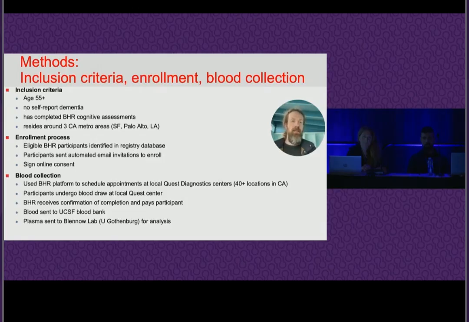Once the blood draw was completed, BHR received the information of completion, and we facilitated payment for the participant. That blood was then sent to the UCSF blood bank and stored there, and then shipped to the Blennow lab at the University of Gothenburg in Sweden for the plasma biomarker analysis.